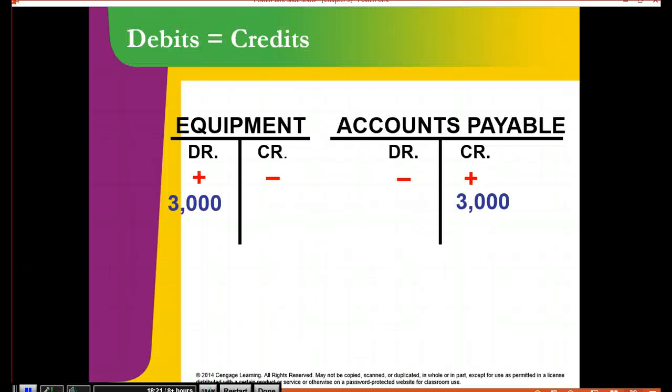Okay, so debits are equal to credits on this transaction. A 3,000 debit to equipment, a 3,000 credit to accounts payable. Now, what does that mean again? A 3,000 debit just simply means one account got an entry put on the left side, another account got an entry put on the right side, and the left side entries and the right side entries do what? They equal each other.